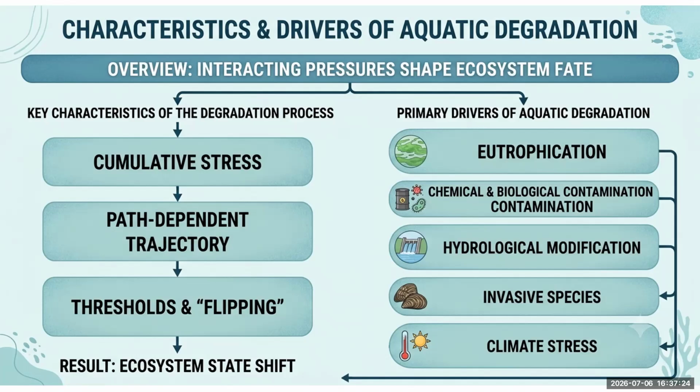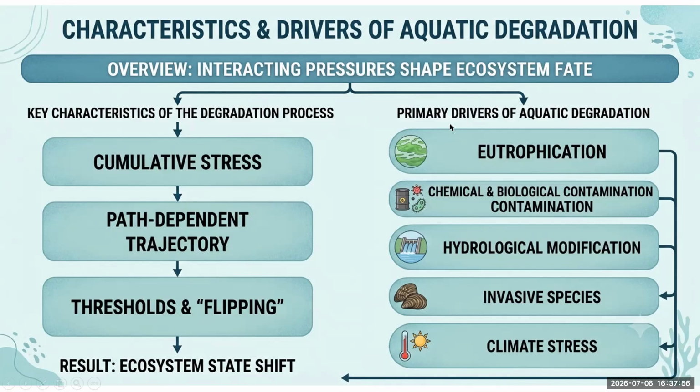And as degradation continues, recovery becomes increasingly difficult and expensive because the system starts reinforcing its own decline. Hence, we call it path dependent trajectory. Eventually, the ecosystem may reach a tipping point, or its threshold, where it suddenly shifts into a completely different state, such as a clear lake becoming permanently cloudy and oxygen poor. Once that happens, restoring the original ecosystem is extremely challenging.